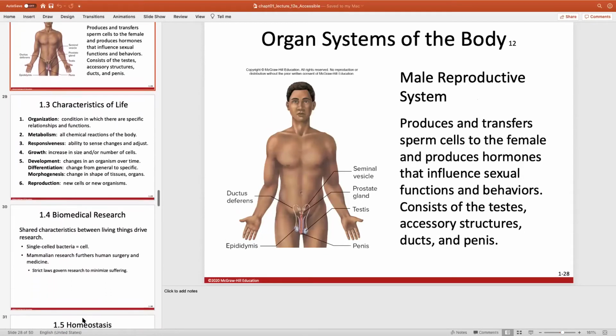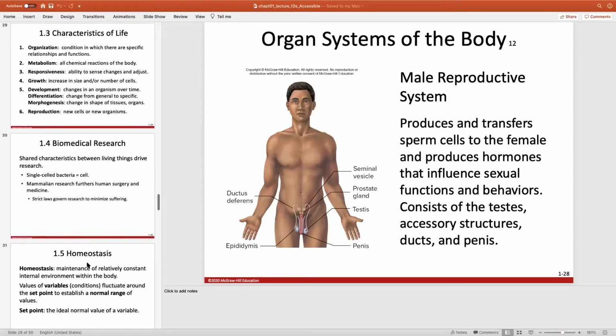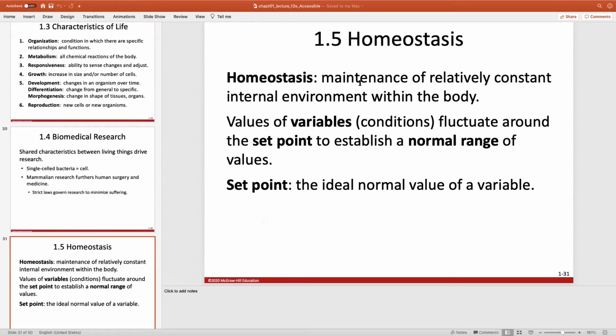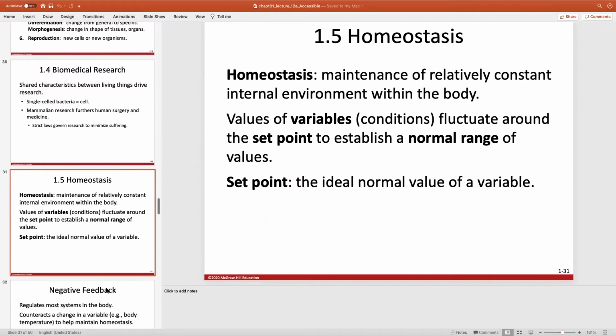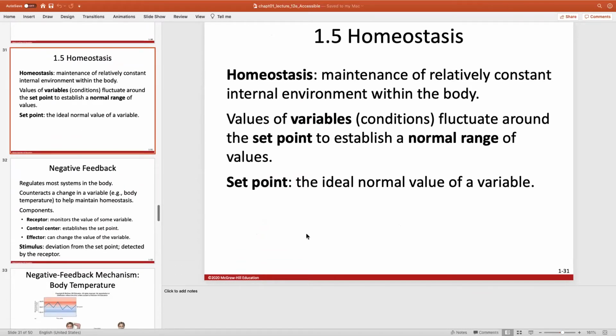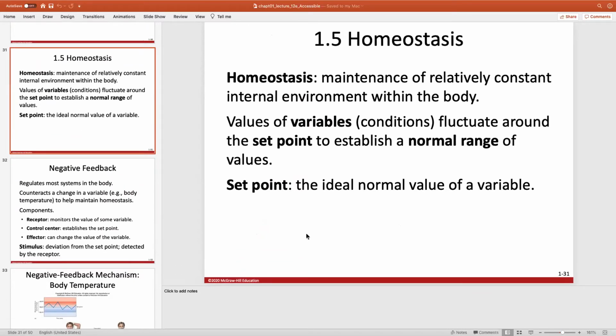Now, what I'm going to go through right now is homeostasis. So let's talk about homeostasis right here. What is homeostasis? Most of us have heard of homeostasis before, right? Homeostasis is a maintenance of a relatively constant internal environment within the body.